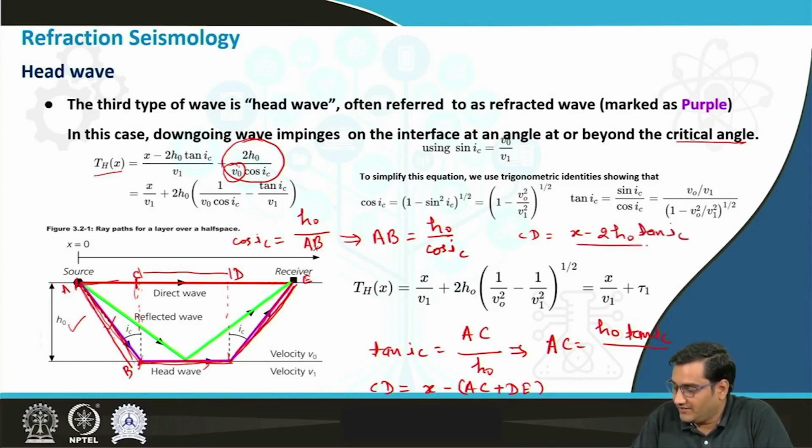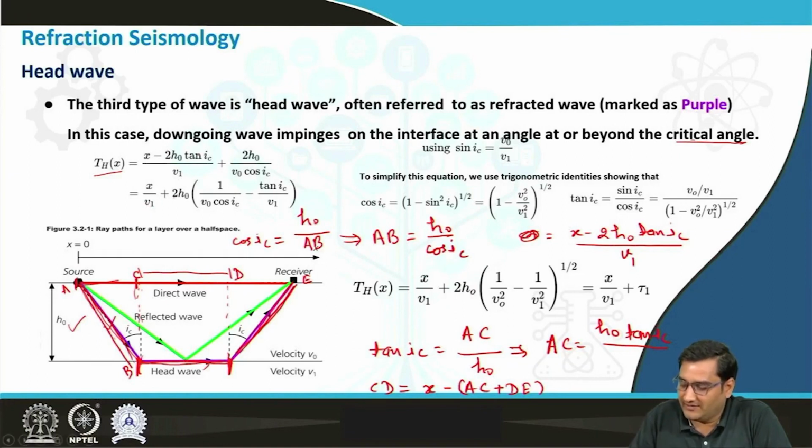And when you divide it by the velocity of the second layer, that is V1, then you can get the time for the ray that is traveling from this point here to this point here. So that is what we have done. So the total travel time for the head wave is x minus 2h naught tan IC by V1 plus 2h naught by V naught cos IC. And when we rearrange it, then it will be x upon V1 plus 2h naught.